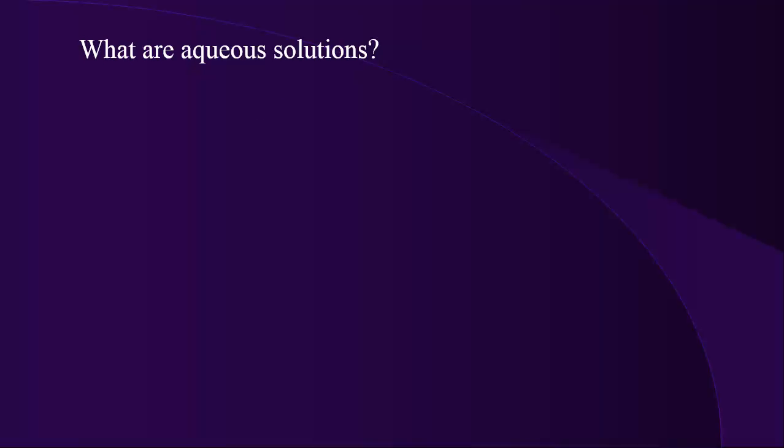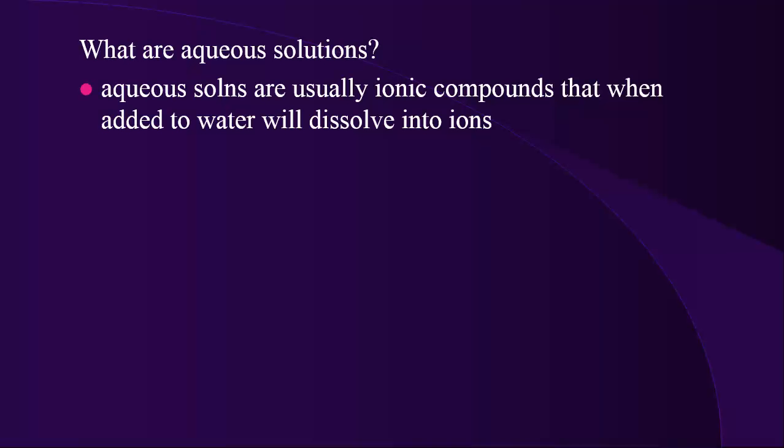First of all, what is aqueous? Aqueous solutions are usually ionic compounds, not always, but usually, which when you add them to water will dissolve in water. Now, some people think that dissolving is a chemical change. It's not. All you're doing is changing geography. The ions were together and are just simply spreading out. You get rid of the water, then the ions have no choice but to come back together.